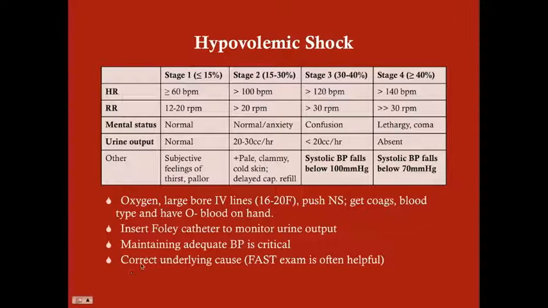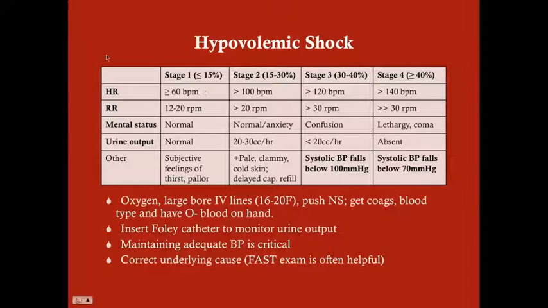And then, of course, also important as treatment is to correct the underlying cause. Because if you have internal bleeding and you're not correcting that, then you're just going to keep bleeding, and all the resuscitative measures in the world are ultimately not going to be enough. So you'll want to find and correct the underlying cause. Remember that the FAST exam is very helpful for finding internal bleeding, but it may be external bleeding, and you can correct that as well with direct pressure.